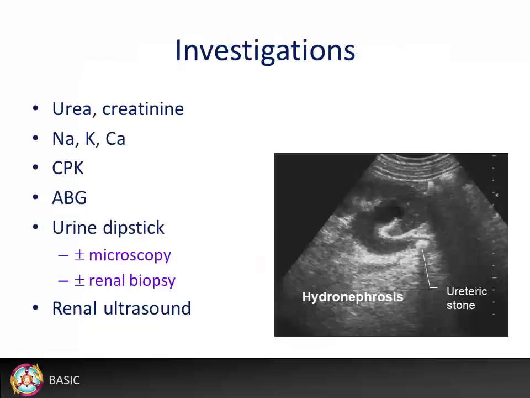Investigations are aimed at assessing severity, determining cause, and detecting complications. If the urine dipstick is positive for blood or white cells, urine should be sent for urgent microscopy for casts as well as for culture. Renal biopsy should be reserved for patients with suspected vasculitis or glomerulonephritis, especially if a trial of steroids is considered. Renal ultrasound should be performed in all patients with unexplained acute renal failure to exclude obstruction.